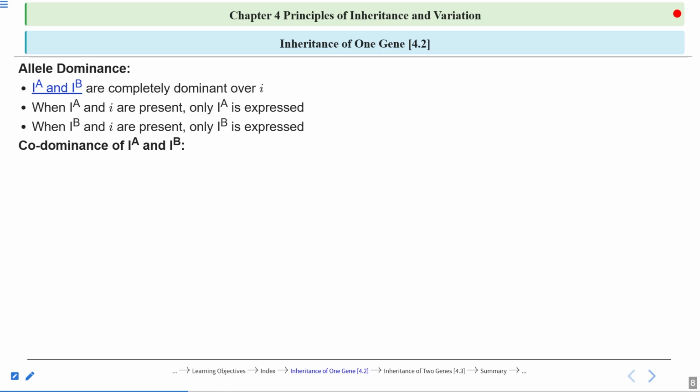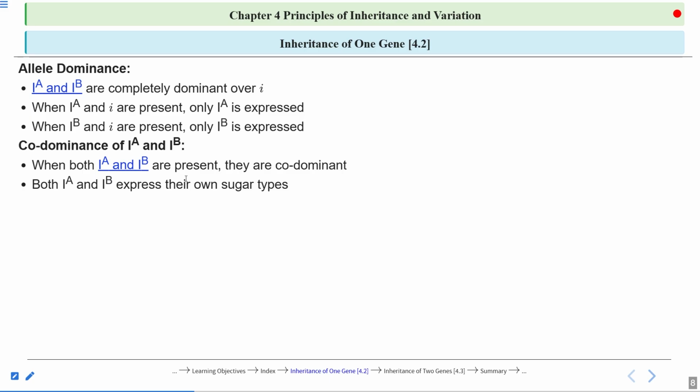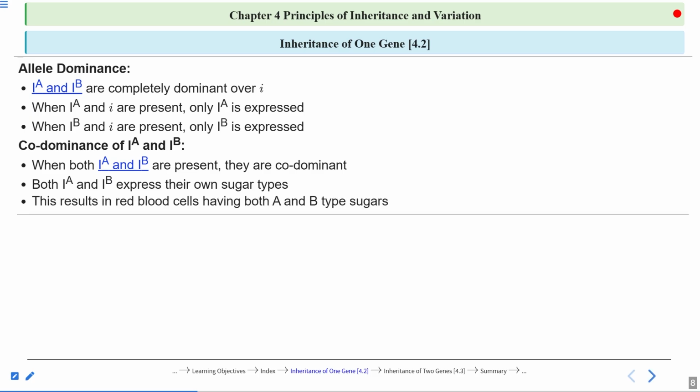Now let's talk about codominance of IA and IB. Now, when both IA and IB are present, then they are codominant. Means both the alleles are expressed in the F1. This is known as codominance. Now, both IA and IB express their own sugar types. So, in people having blood group AB, the RBCs will have both kinds of sugars on their plasma membrane. So, this results in red blood cells having both A and B types of sugar, and the blood group will be AB. This is an example of codominance.